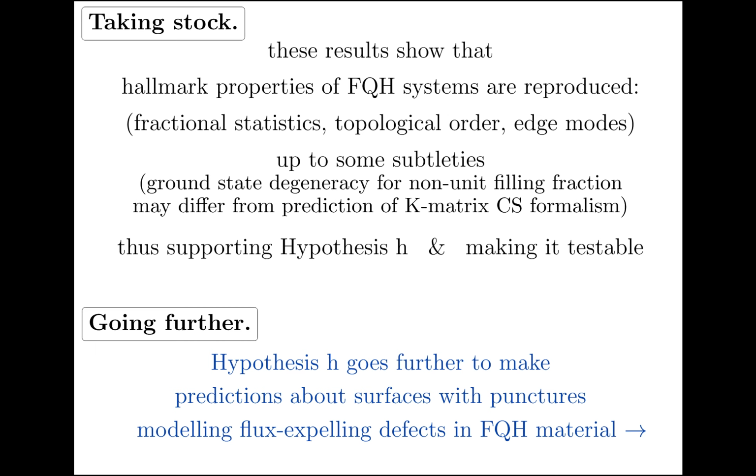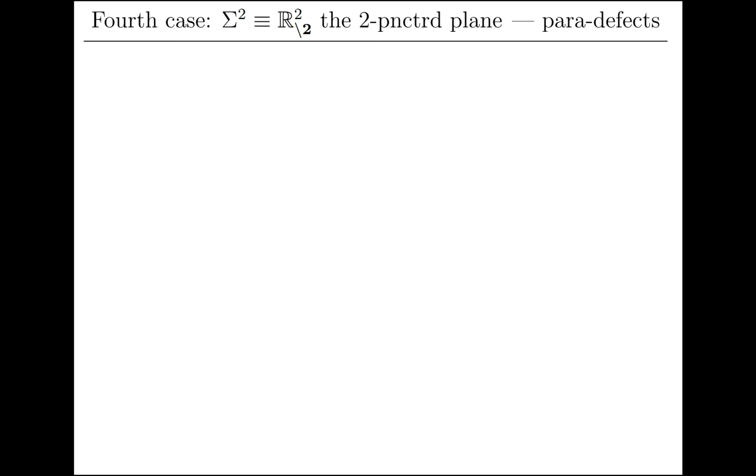But we can go further now. The hypothesis H goes further to make predictions now about surfaces with punctures. We haven't considered this yet. And these punctures model flux-expelling defects in FQH materials. Maybe I'll say this again as we see the picture. So here's the fourth and last case, and then I conclude.